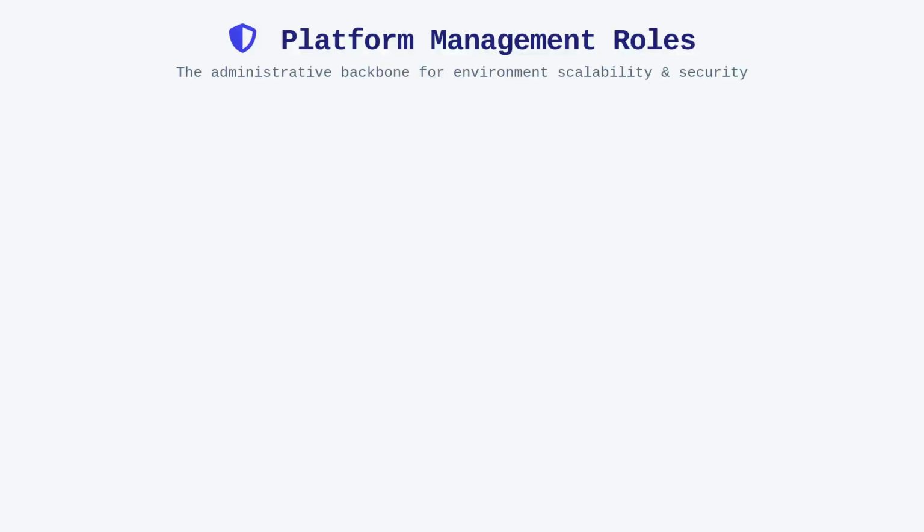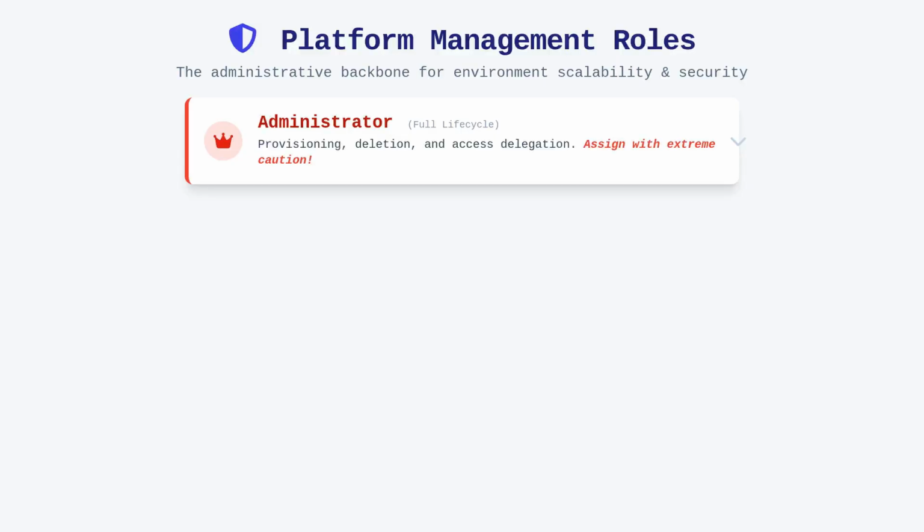Platform management roles serve as the administrative backbone for organizing and maintaining the environment at scale. The administrator role provides the most expansive scope, typically allowing for the full lifecycle management of resources, including provisioning, deletion, and the delegation of access to other users, which makes it a role to be assigned with extreme caution.